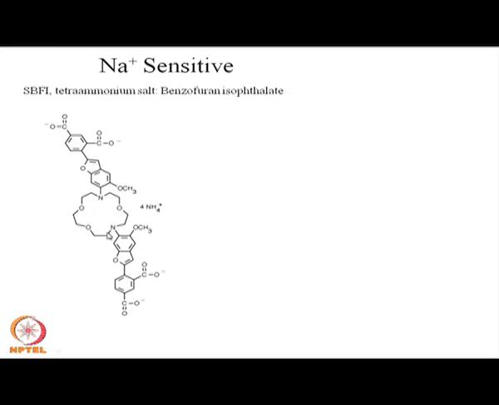Now, the point is this crown ether like cavity has very high selectivity towards an ion of appropriate size. If the ion is bigger than this cavity size, then you do not expect any interaction, and if the cavity size is bigger than the ion concerned, then the ion will not fit in. So, interaction will only take place when the cavity size and ion size match with each other.